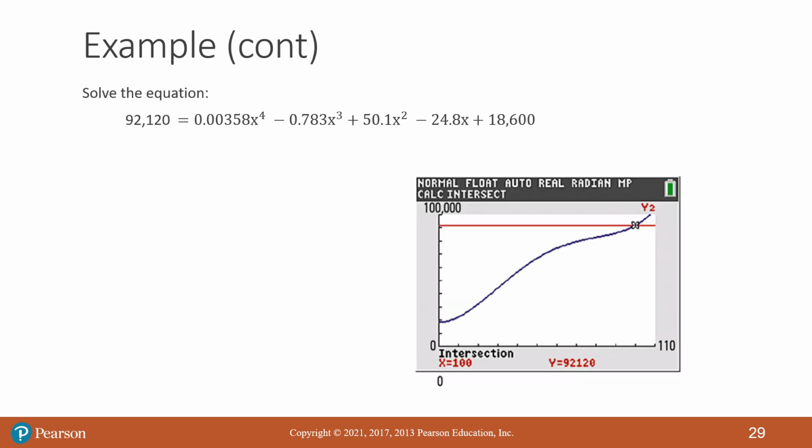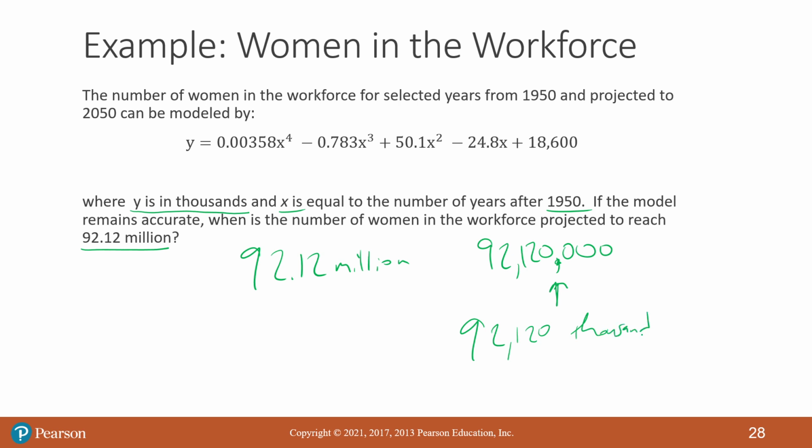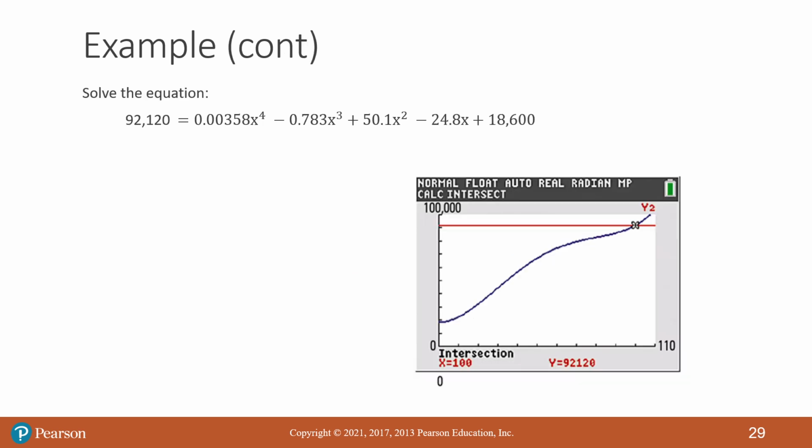Now, when we do this initial conversion from 92.12 million to thousands, let's just write it as a number. 92.12 million looks like 92,120,000. If I'm converting it to thousands, my decimal needs to move to where the thousands comma is. So that's why it converts to 92,120 thousands. I set that equal to the equation they give me. Then I have the whole setup: 92,120 equals 0.00358 x to the fourth minus 0.783 x to the third plus 50.1 x squared minus 24.8 x plus 18,600.